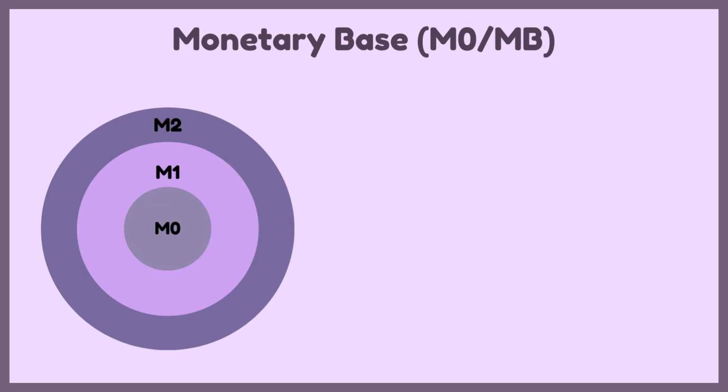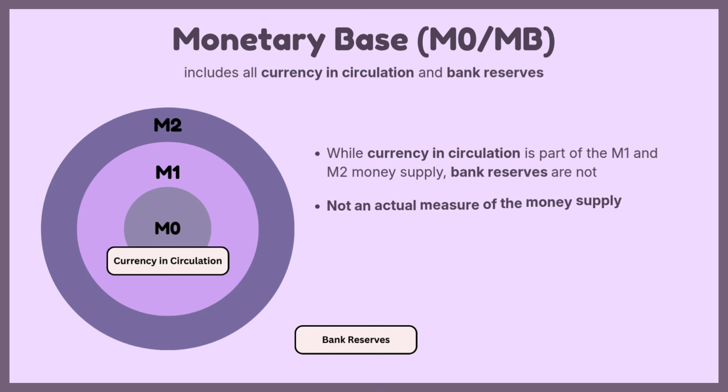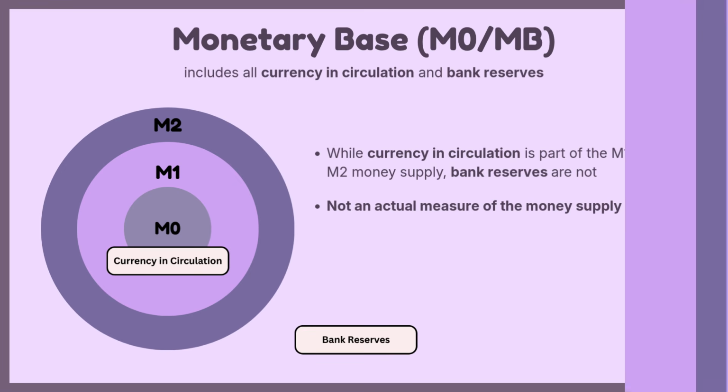The last thing you need to know is the monetary base, or M0 or MB. It includes all currency in circulation and also bank reserves. While currency in circulation is part of the M1 and M2 money supply, bank reserves are not. Therefore, M0 is not necessarily an actual measure of the money supply, only M1 and M2 are.